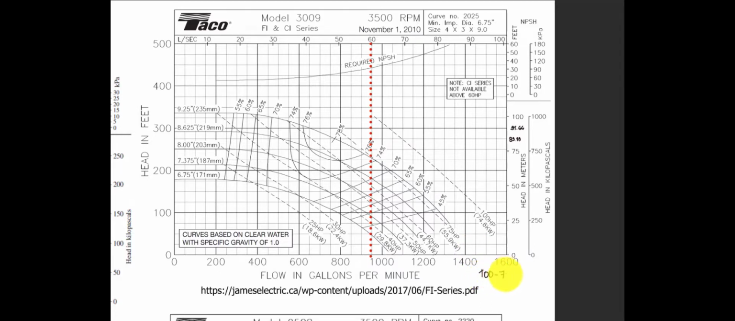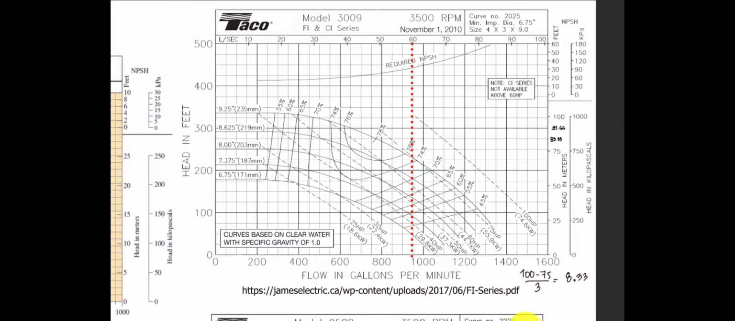I solved this: 100 minus 75, then I divide it by 3 points. That will be equal to 8.33. So that is the way I got these points. Okay, so let's plot the values.